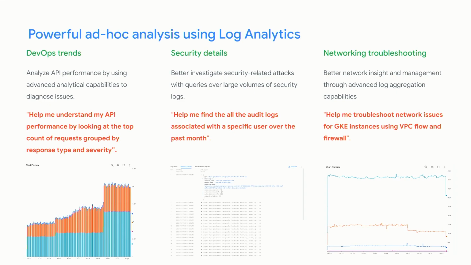Likewise, if you have SecOps, help me find all the audit logs associated with a specific user over the past month. When you generate your compliance report, this is just one query that you need to run and you have your answers instantly. With network troubleshooting, help me troubleshoot network issues for a GKE instance using VPC flows and firewall. Again, SQL makes it easy. It brings more users into the ecosystem. If you think from a long-term perspective, it saves you on cost, it makes it easy. It reduces the steep learning curve that you usually get with any observability solution.